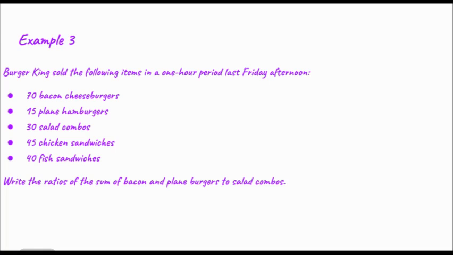So using the same information, now we're going to look at a ratio of the sum of bacon cheeseburgers and plain burgers to salad combos. So we have 70 and 15. So these we're going to have to add for the numerator of our fraction. That's 85. To salad combos, which would be 30.